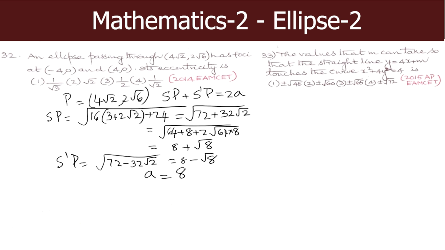Okay, a equal to 4, because the possessor a 0 and minus a 0. So, e equal to 1 by 2. So, that is of course the third option.